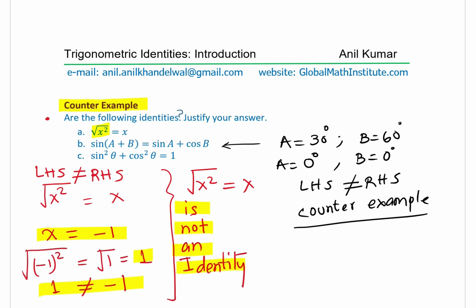So if you succeed in finding a counterexample, it is not an identity. Correct? So I'd like you to try it out and write your answer in the comments.